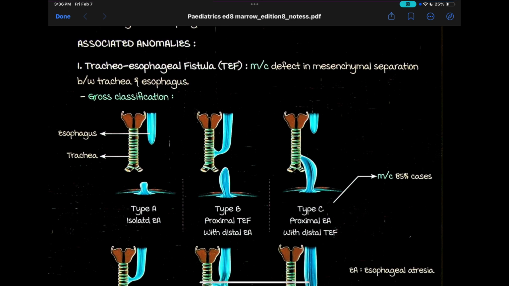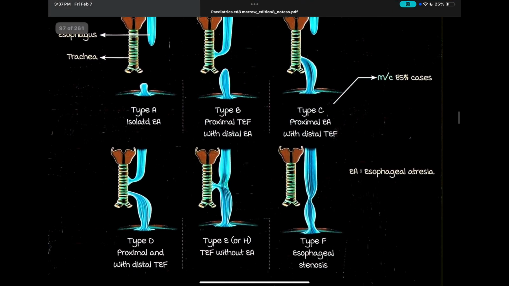Type C is proximal esophageal atresia with distal tracheoesophageal fistula. Which is the most common? What is the most common type? Type C is seen in 85% cases.